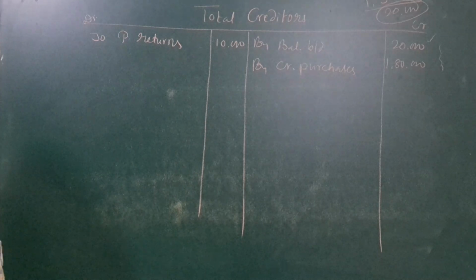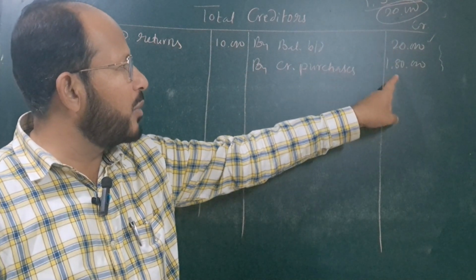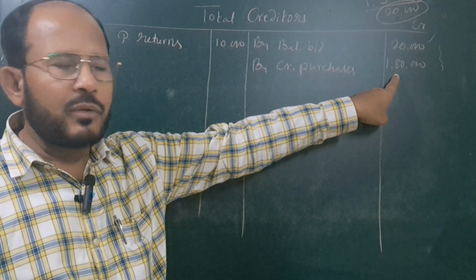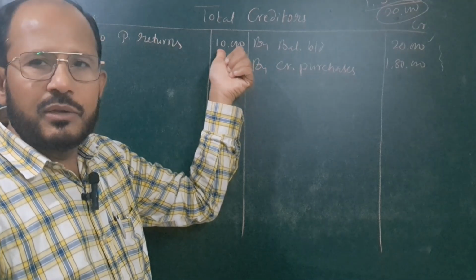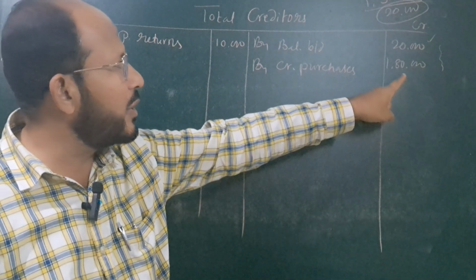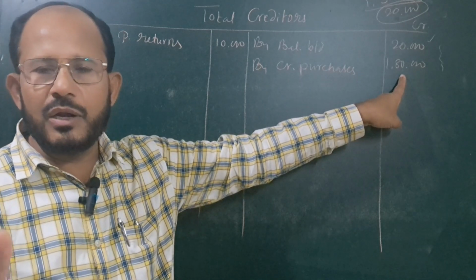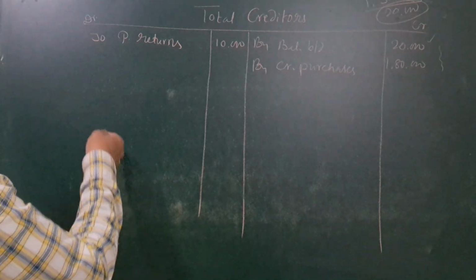Rupees how much? 10,000. That we have to write here. See, earlier the actual amount due was how much? Rupees 2 lakh. But now 10,000 worth products we return to the suppliers. Therefore, to the suppliers now we have to pay only rupees 1,90,000. That is the meaning.